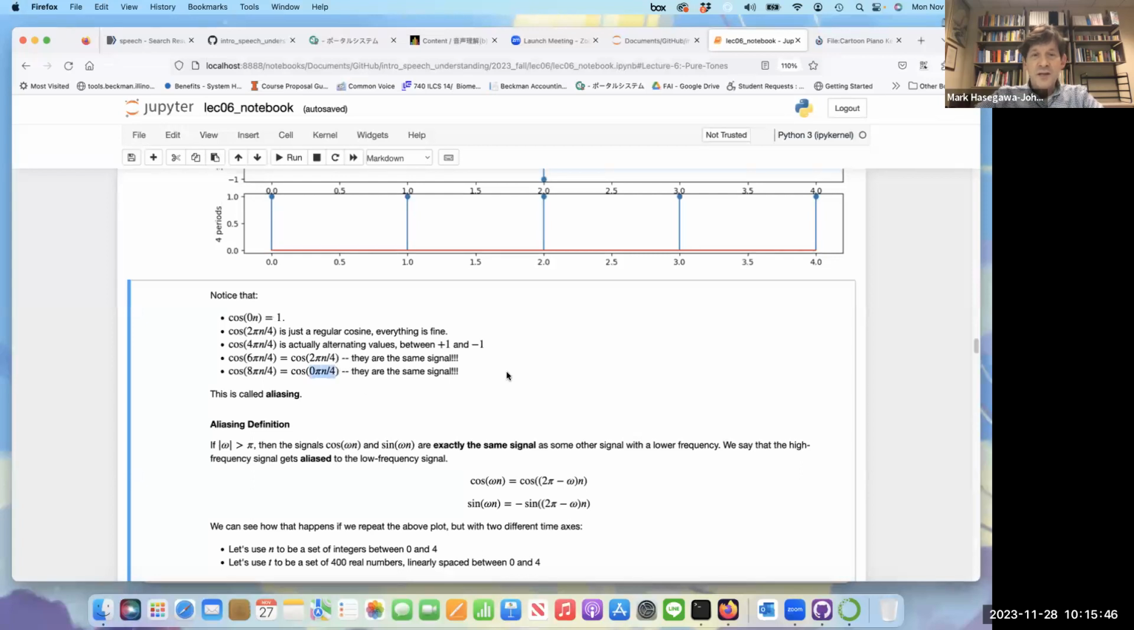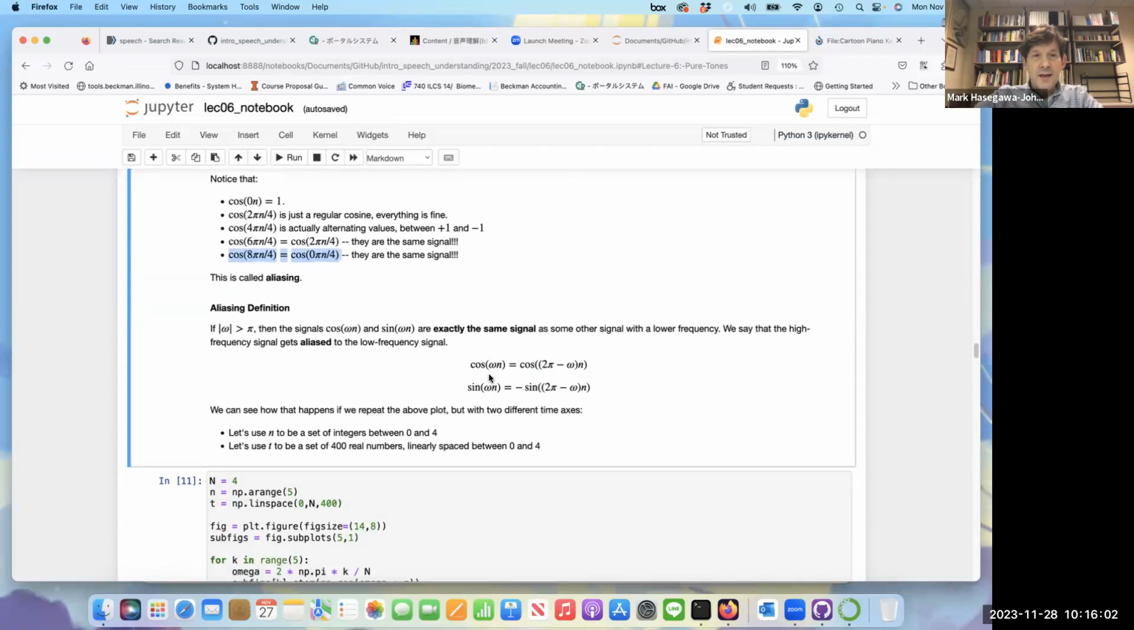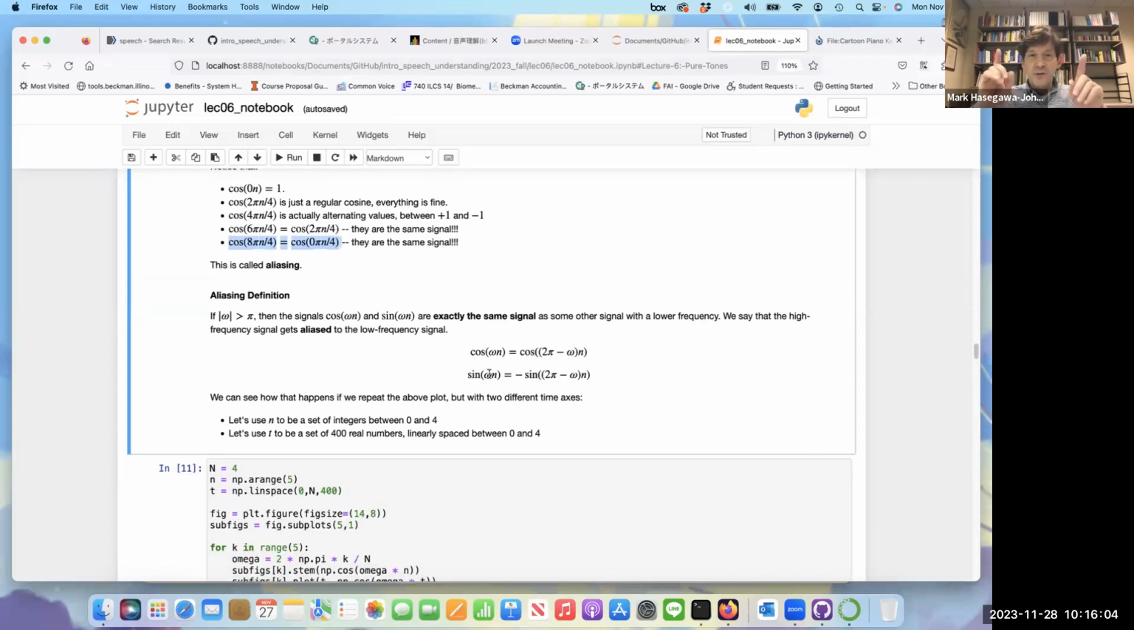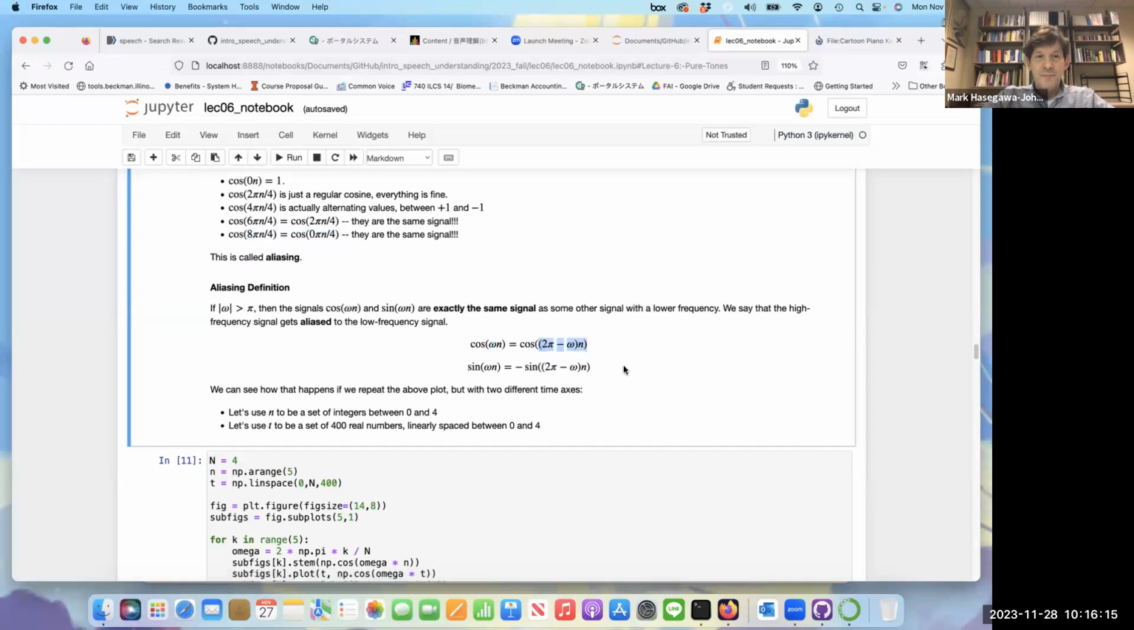This is called aliasing. It's because n is always an integer. Because n is always an integer, 1 or 2 or 3 or 4, we can't tell these two signals apart. They look like exactly the same signal. And so the definition of aliasing is when you have two signals that are written differently, omega n and 2 pi minus omega n, but they actually mean the same signal.